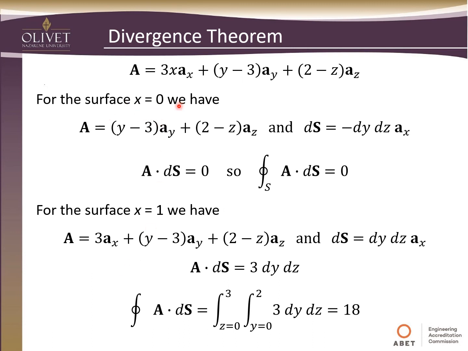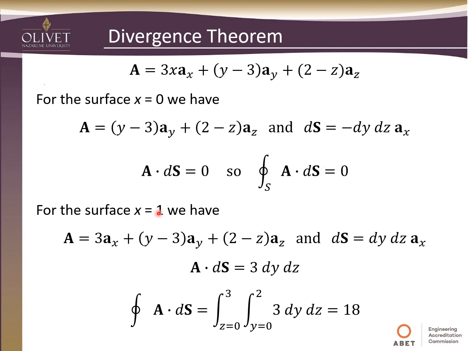So for surface 0, this is where x equals 0. We plug that back in. Of course, the x component goes away. We're just left with a y and z component. And we know that our differential surface, since the surface is x, is going to be in y and z in the x direction. So when we take this dot product, everything goes to 0 because we've got ay and az dotted with ax. So this one drops out to 0.